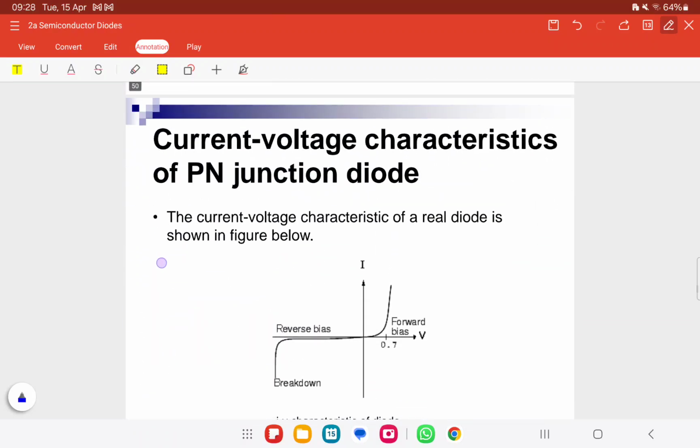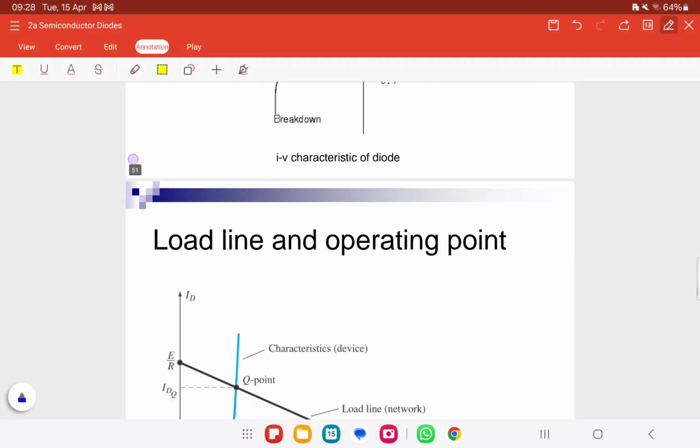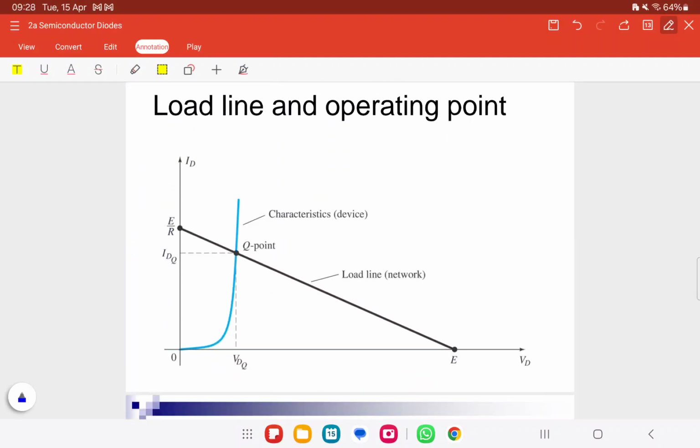Okay, this one, just study every characteristic. This is the load line and operating point. The load line is the straight line, the black one. We call it the load line. And the operating point is this one, the Q.